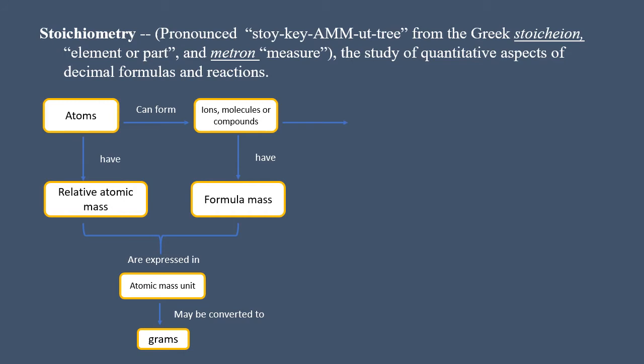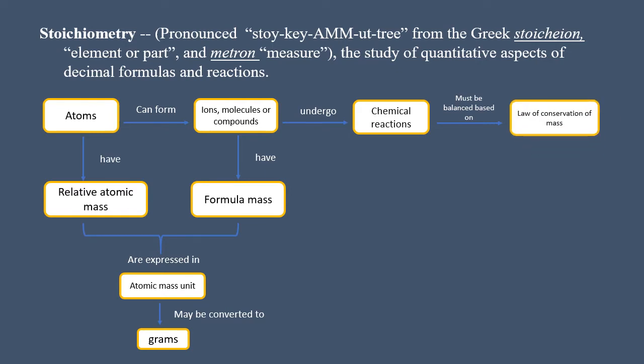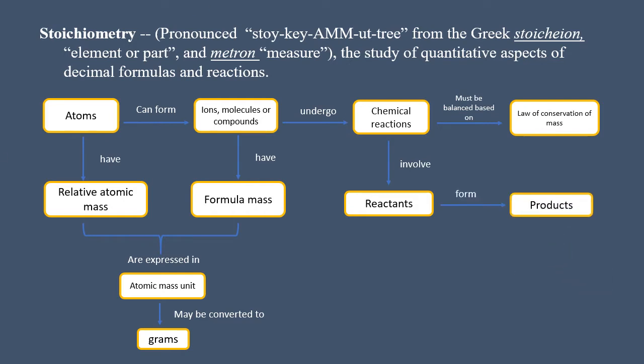Particles or ions, molecules, or compounds undergo chemical reactions. And chemical reactions must be balanced based on the law of conservation of mass. Chemical reactions involve reactants to form products.